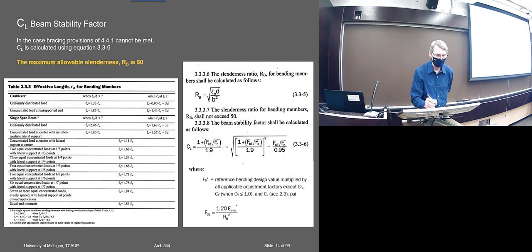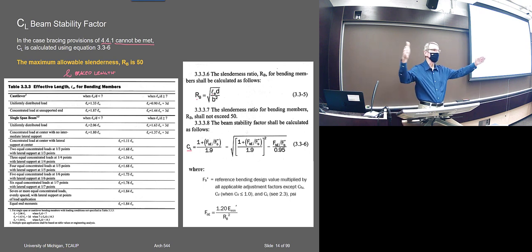This then is if you cannot meet this, then you have to calculate it. And you calculate it, this is it, lovely little formula. And first you've got to get the slenderness ratio. And to get the slenderness ratio, you've got to get the effective length. So you take the LU, which is the braced length, or the unbraced length, whichever you want to call it.